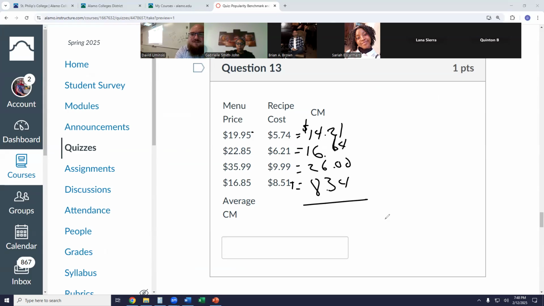Now I'm going to add up all of these: plus 26, plus 16.64, plus 14.21, and I get a total of $65.19. My answer though is to divide by 4, because I have 4 items on our menu. That's my average. So I'm looking at $16.30. That is my answer. I'm going to type in right here 1630. Let me write it as well.